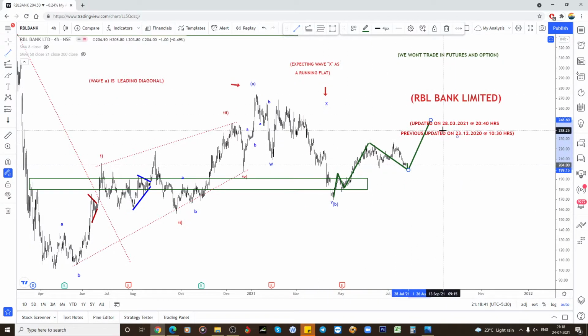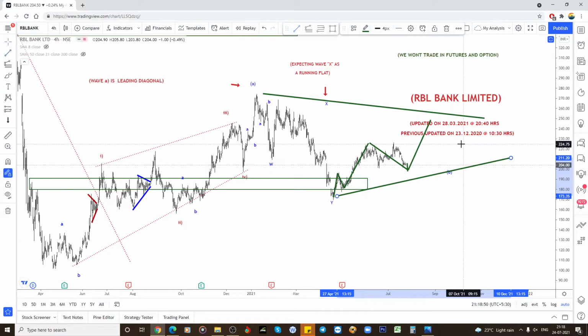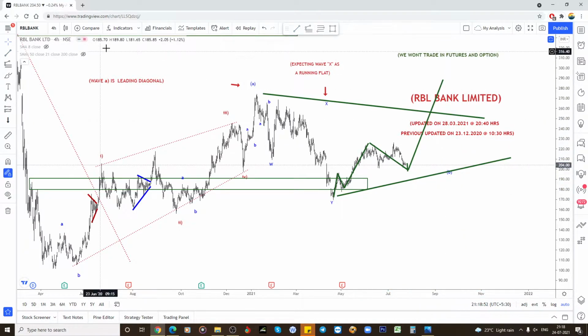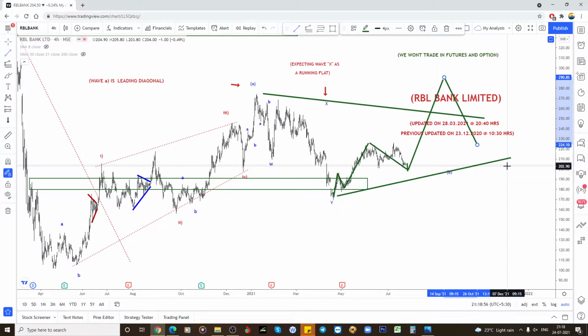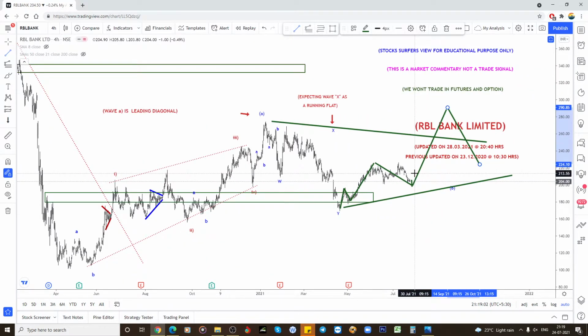Otherwise, if it is in a bigger correction and the B is not yet completed, it could be in a triangle like DCB, or it can go above the high and then fall like this, for the irregular flat pattern. So a lot of patterns we can consider in the B wave. So wait for that, and SBIN.